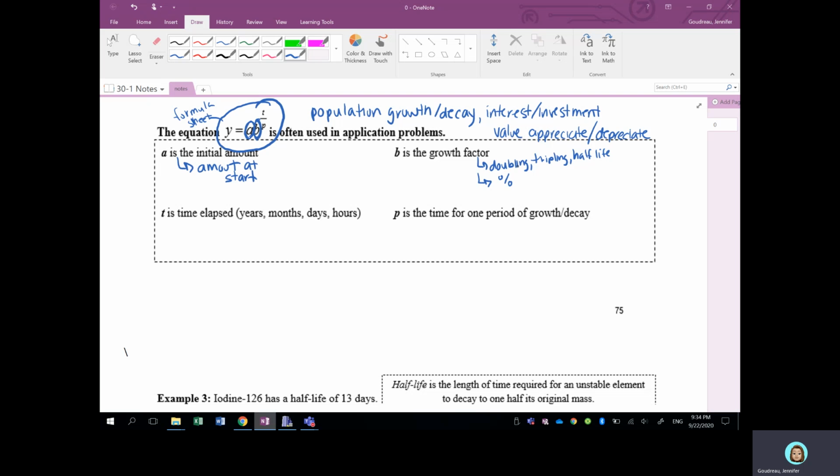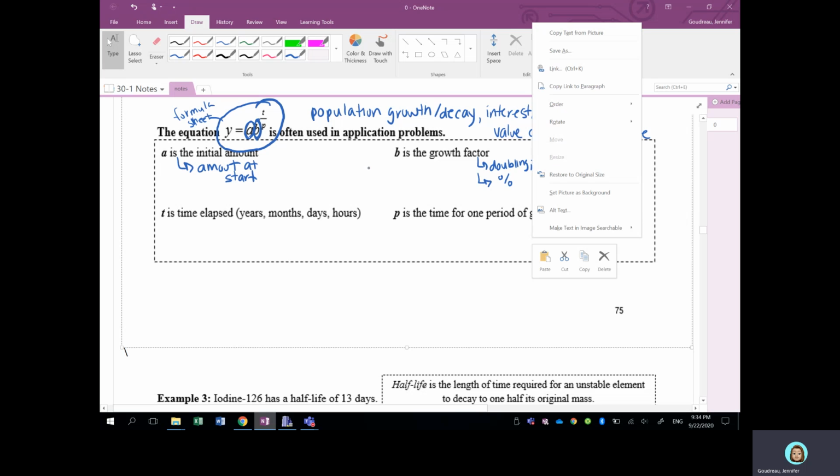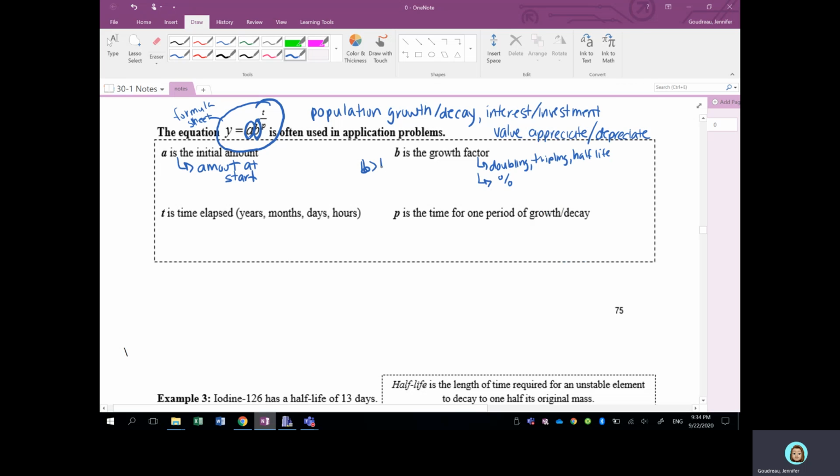Just like with basic exponential functions, because B is our base, it's going to show or reflect whether we have exponential growth or exponential decay. If B ends up being greater than 1, then your application is showing growth. If your base is between 0 and 1, then your application is showing decay. So that remains the same.